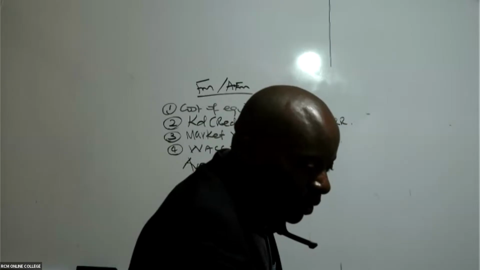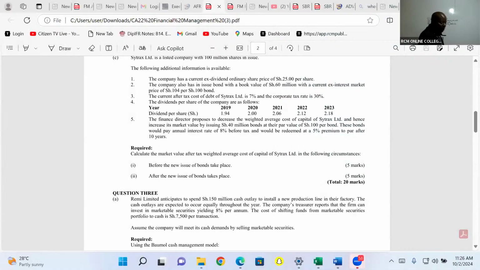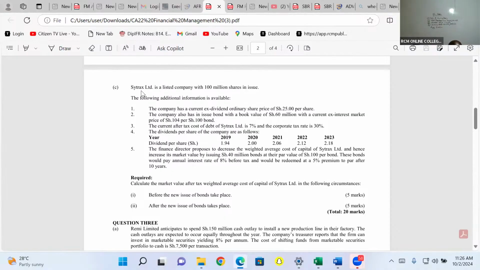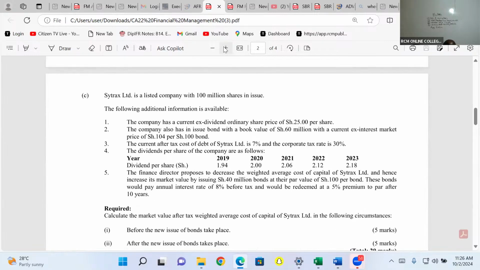So August 2024, question number 2C, Citrus Limited. Citrus Limited is a listed company with 100 million shares in issue. The following additional information is available. The company has a current ex-dividend ordinary share price of 25. So they've given us the market price per share, which is ex-dividend.